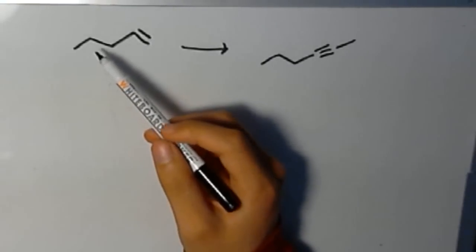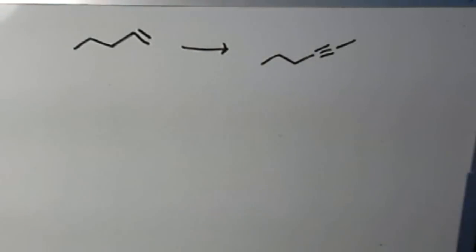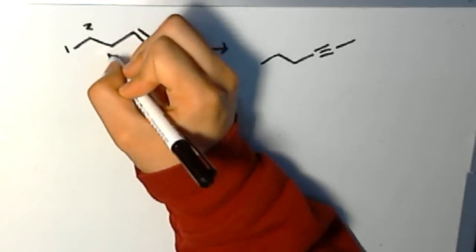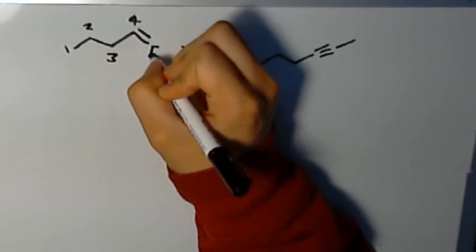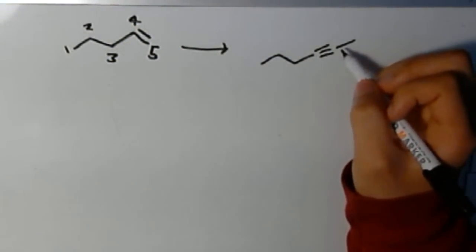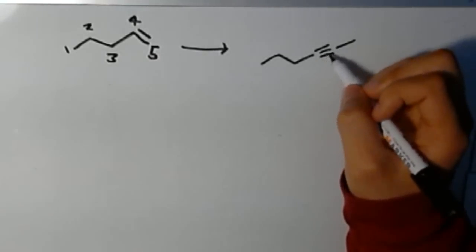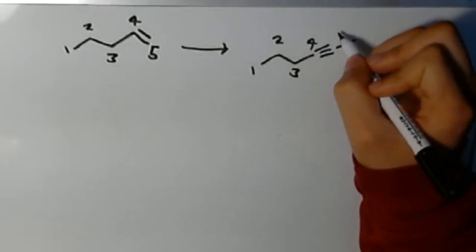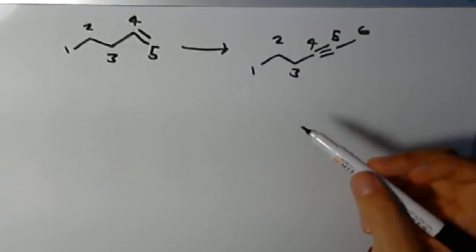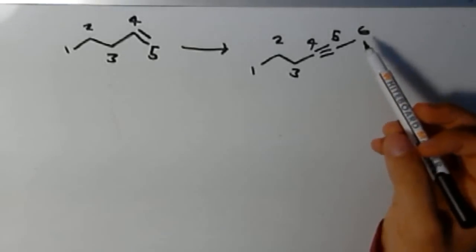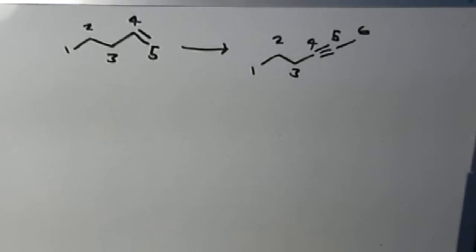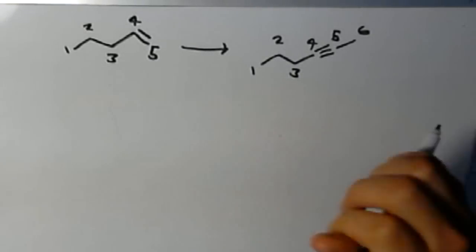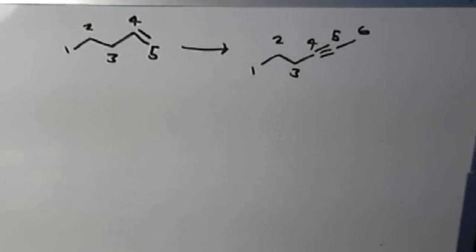So we're starting with an alkene, and in a synthesis problem, the first thing you want to do is count your carbons. So this has 1, 2, 3, 4, 5, and this alkyne with three bonds, that's a triple bond, is 1, 2, 3, 4, 5, 6 carbons. So right off the bat you know that you're going to extend your carbon chain, and the easiest way to do that is through an SN2 reaction, right?